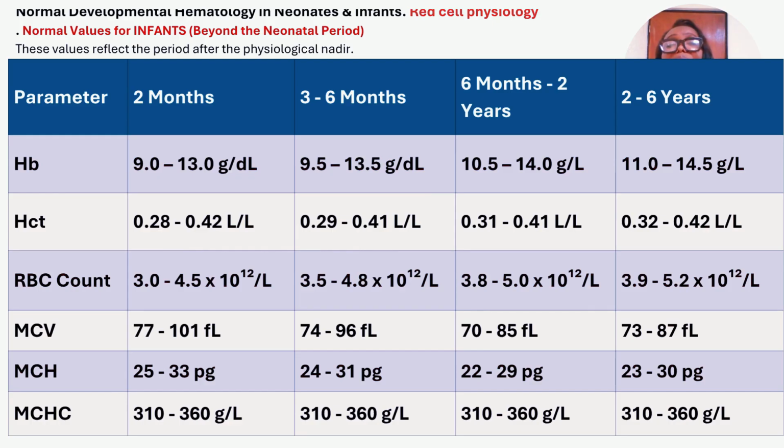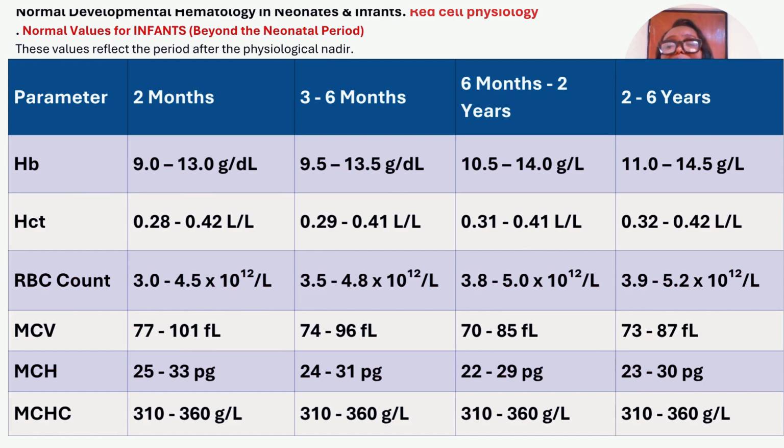Between 3 months to 6 months, we have the normal range at between 9.5 gram per dl to 13.5 gram per dl. Then between 6 months to 2 years, you will have the normal value of hemoglobin in the infant between 10.5 gram per dl to 14 gram per dl.